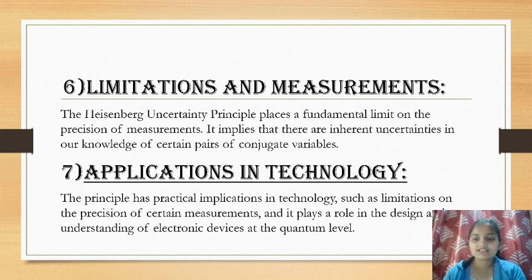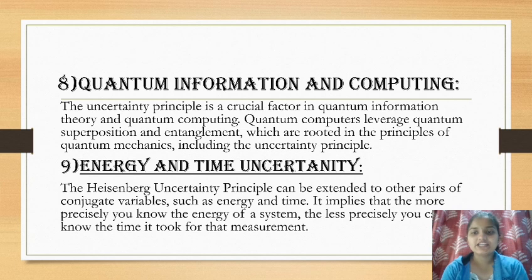Moving on to the next slide, quantum information and computing. The uncertainty principle is a crucial factor in quantum information theory and quantum computing. Quantum computers leverage quantum superposition and entanglement, which are rooted in the principles of quantum mechanics, including the uncertainty principle. And the last application of the Heisenberg uncertainty principle is energy and time uncertainty. The principle can be extended to other pairs of conjugate variables such as energy and time. It implies that the more precisely you know the energy of a system, the less precisely you know the time it took for the measurement.